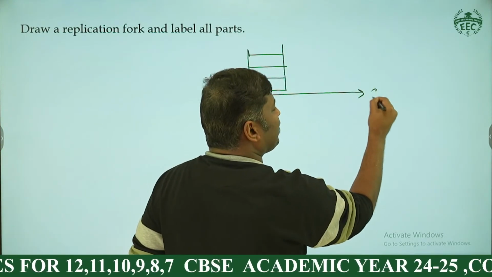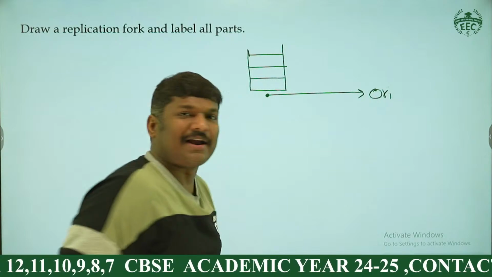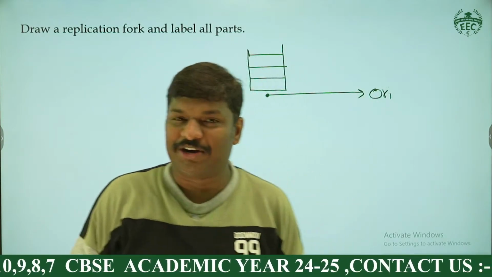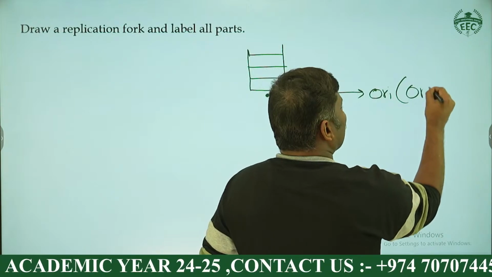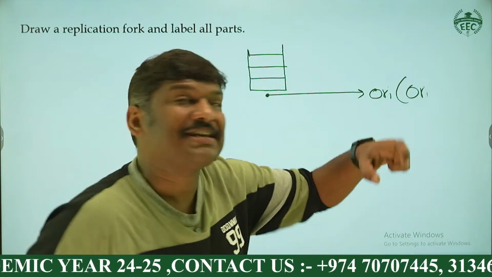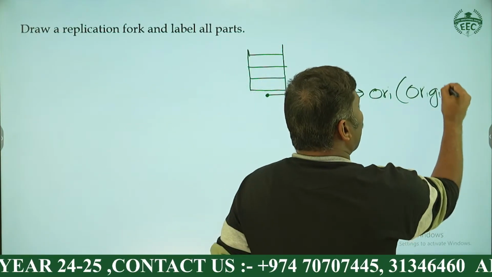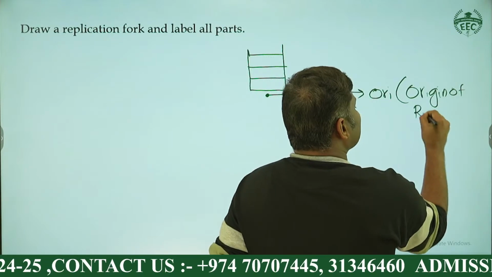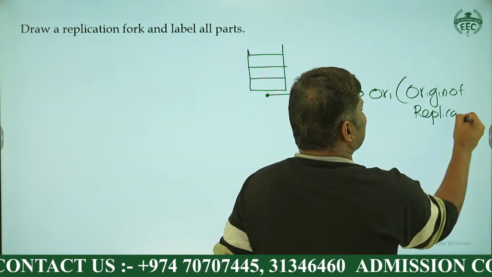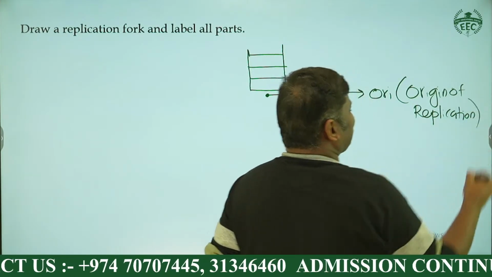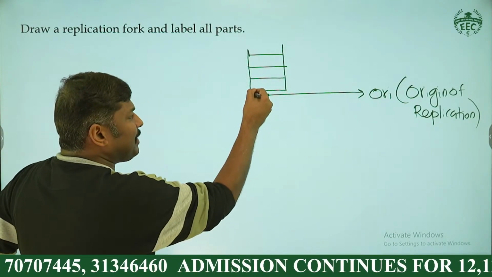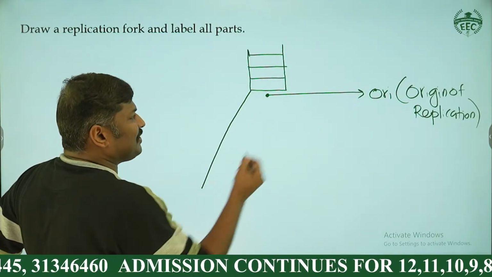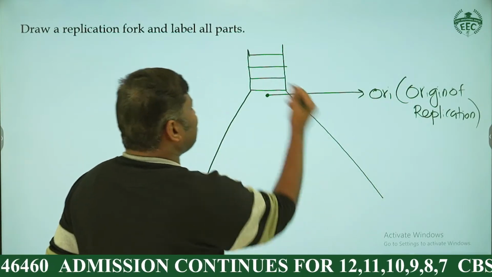The first point you have to label as ORI. In your textbook it is given in italics. ORI stands for origin of replication. It is the area by which the replication process begins, my dear student. That's why the helicase enzyme binds in that area. In the remaining part of the DNA, you can see one strand here and one strand here, and what do we call this?